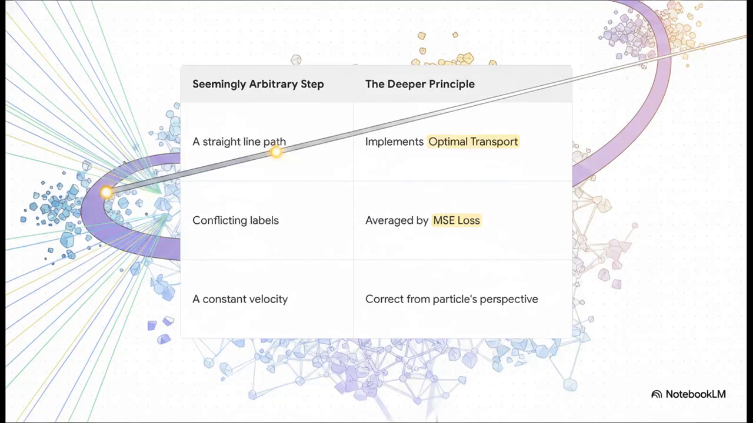So let's just recap this, because when it all clicks, it's really beautiful. That straight line path that seemed totally arbitrary, nope, that's just optimal transport in action. Those conflicting labels that looked like garbage data, turns out they're the genius part. They get averaged out by the MSE loss function to create the true curved path. You see? Every single step that looked naive on the surface is actually backed by some really deep, principled mathematics.